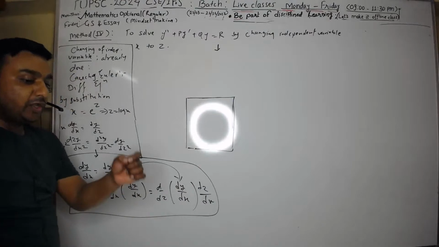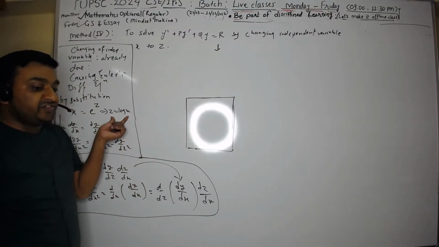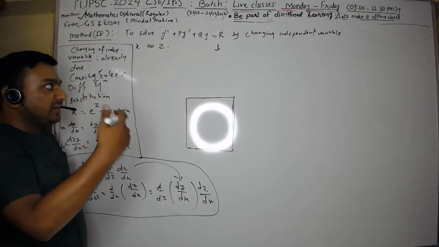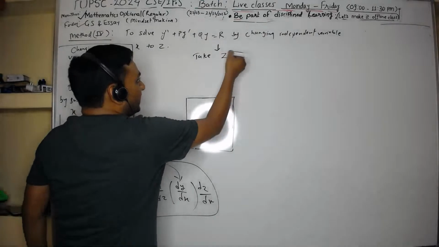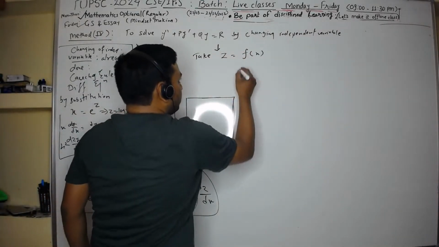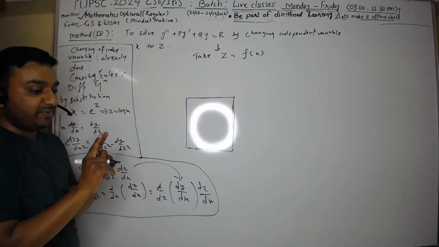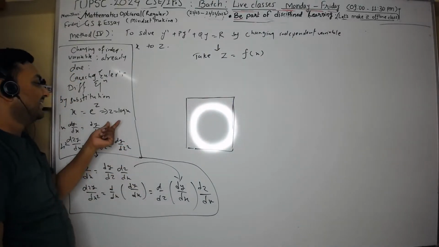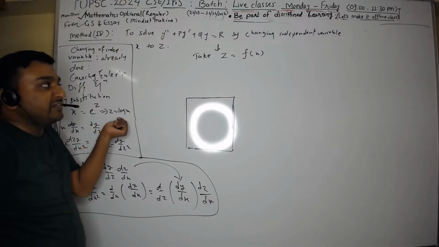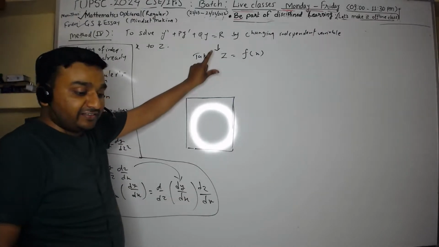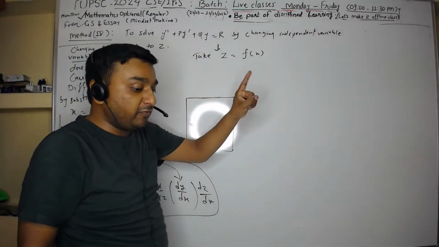Now what they are suggesting: don't take z as log x, take z as some function of x. Please do notice, after today you will never forget this method. Here we had taken specifically z as log x. In this method they suggest you take z as some function of x.